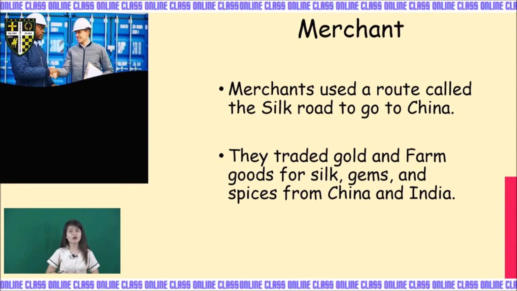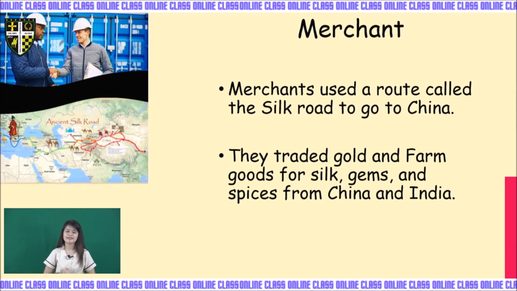They traded gold and farm goods for silk, gems, and spices that came from China and India. Again, they exchanged their goods, gold and farm goods, for silk, gems, and spices that came from China and India. This is the Silk Road.